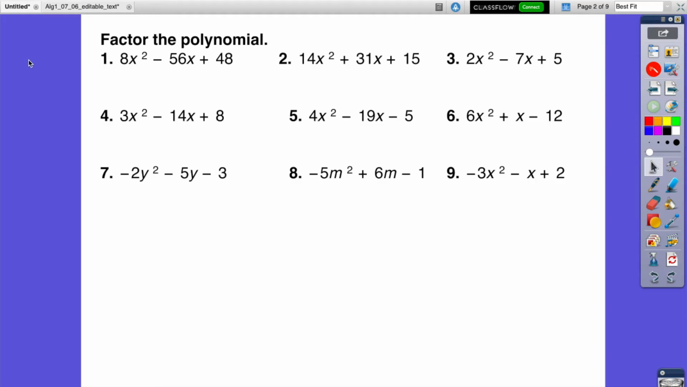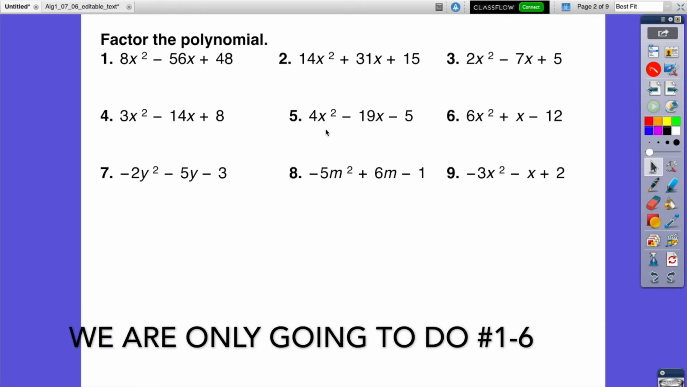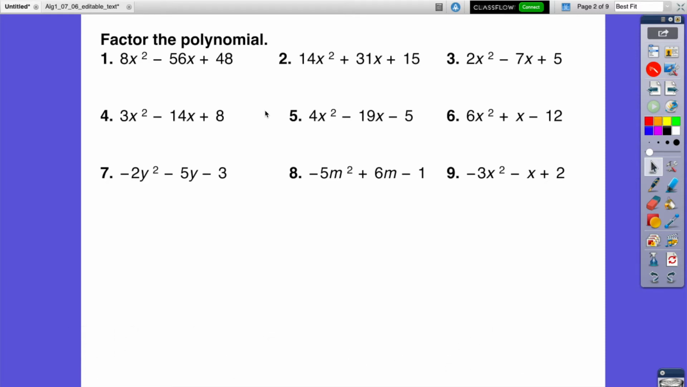Do some problems now. I am on page 393. We're going to do monitoring progress 1 through 9. So here we go. First thing first, always look for the greatest common factor. So I'm going to write everything down here so I have a little more space.